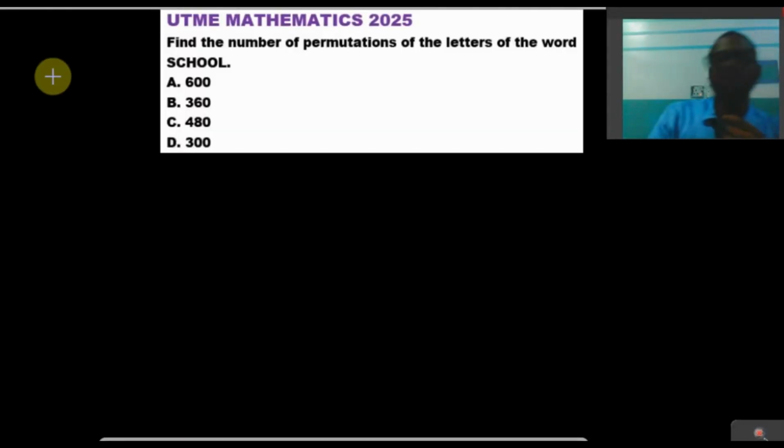Today we'll be looking at UTME mathematics questions from 2025. Now this topic is on permutations. Find the number of permutations of the letters of the word school. Now one theorem that is used to solve permutation is called the factorial.